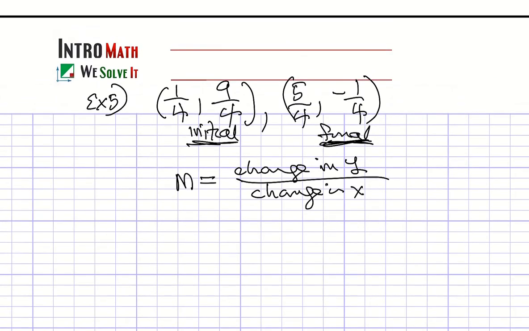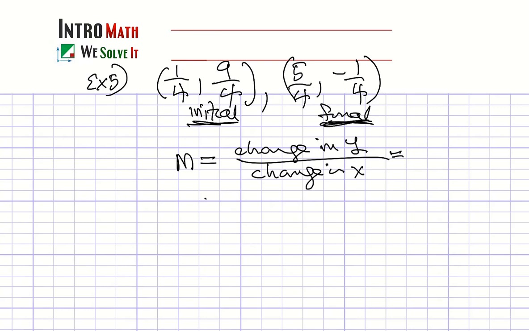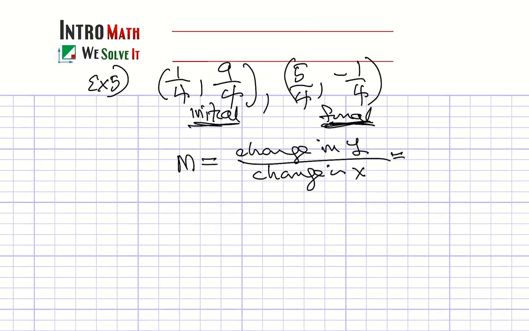So we use the final point, subtract the initial point. That's what we need to do here. Let me do it over here, because this one involves a lot of writing and that way we'll have enough space. So what do we have? We'll have minus 1 over 4, minus 9 over 4, over 5 over 4 minus 1 over 4.